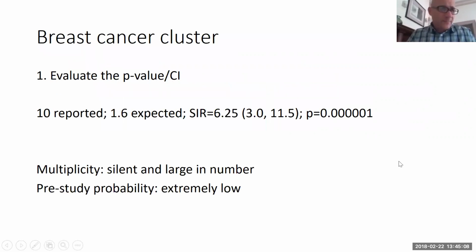Now, the second example, and this is the final example, concerns a breast cancer cluster that was spontaneously reported from a workplace. So the first step is to evaluate the p-value and confidence interval. So there were 10 cases reported when only 1.6 were expected. So this gave a standardized incidence ratio of about 6, and you can see the confidence interval there. It doesn't include the null value of 1. It was standardized for age. So it's a statistically significant result with p of 1 in a million.